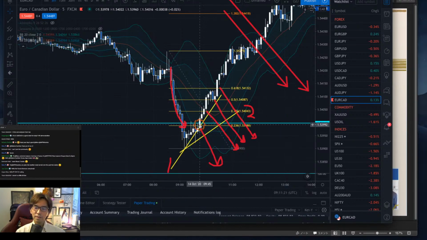If this scenario is broken, then you better stay away from the market. Meaning if the price does not break the candle trend line downwards, or if it doesn't bounce off of one of these Fibonacci levels, then you have to stay away from the market.